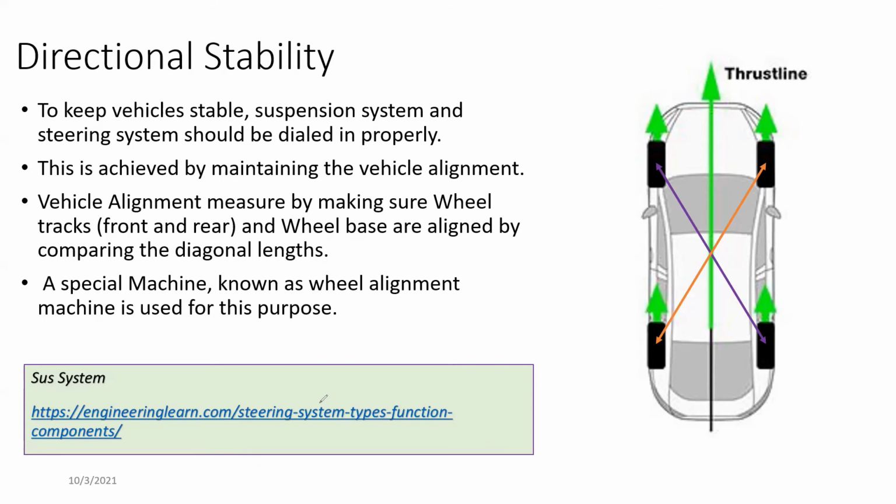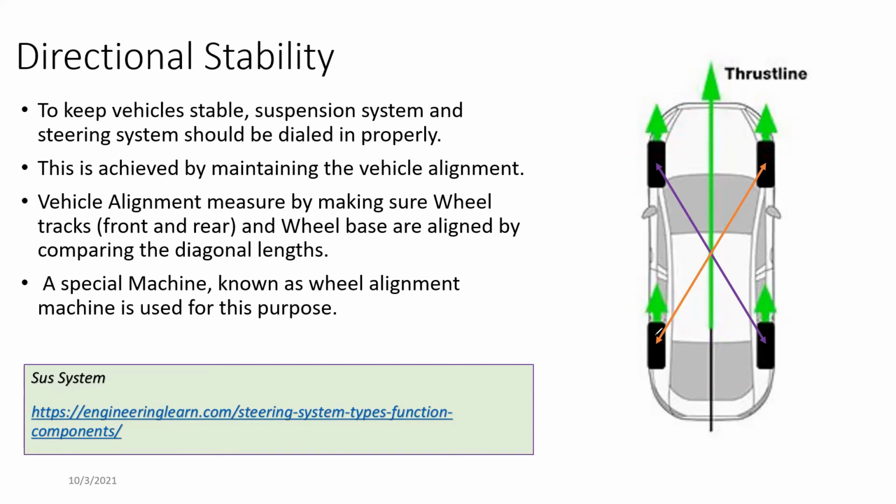Aligned means the front and rear wheel tracks should be parallel and equal. That means the distance between the front left and rear right, and the distance between the front right and the rear left, these diagonal lengths, should be the same. If these diagonal lengths are not equal, then the vehicle has an alignment problem.